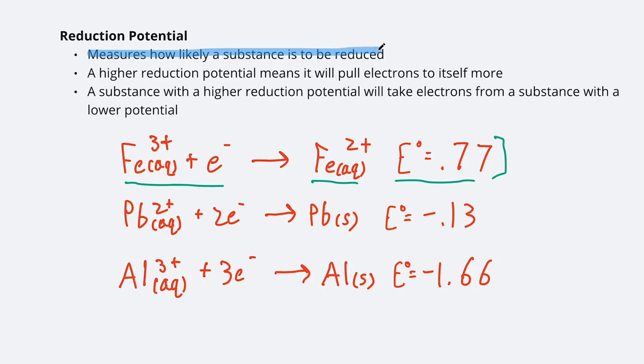Notice that we do have the naught symbol, which means that we are at standard conditions whenever we get this value of 0.77. And standard conditions were talked about in the delta G video. So if you're not sure about those, go back and rewatch that video.